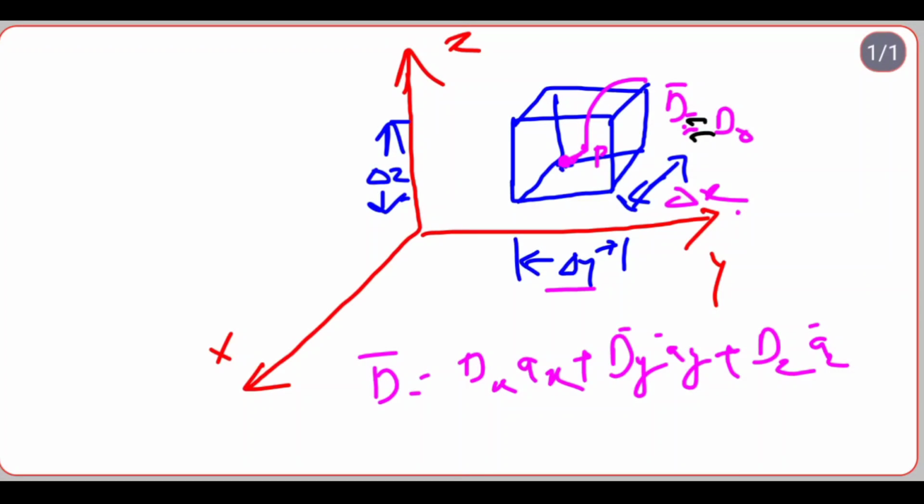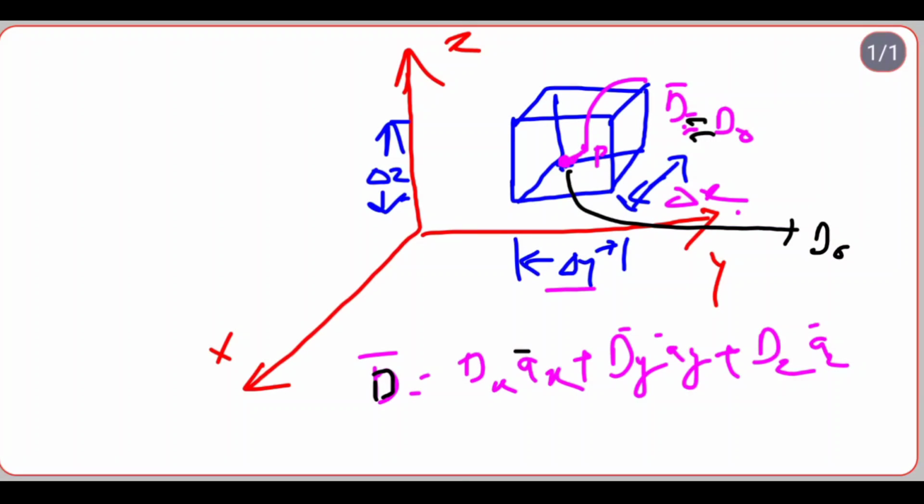The electric flux density at point P can be resolved into D bar equal to Dx ax. In Cartesian coordinate systems, we can resolve any vector along the x, y, z axes: Dx ax plus Dy ay plus Dz az. Assume that at the origin the electric flux density is D naught.